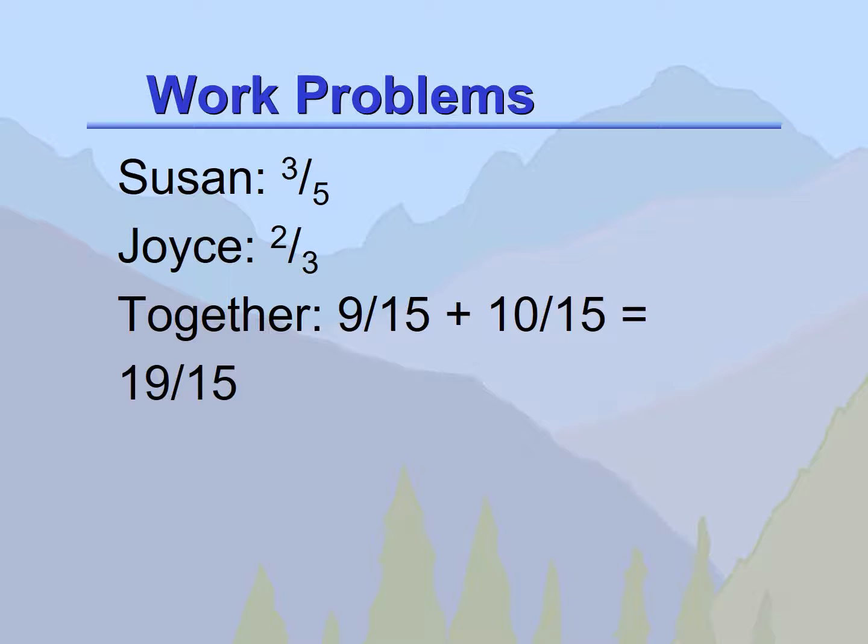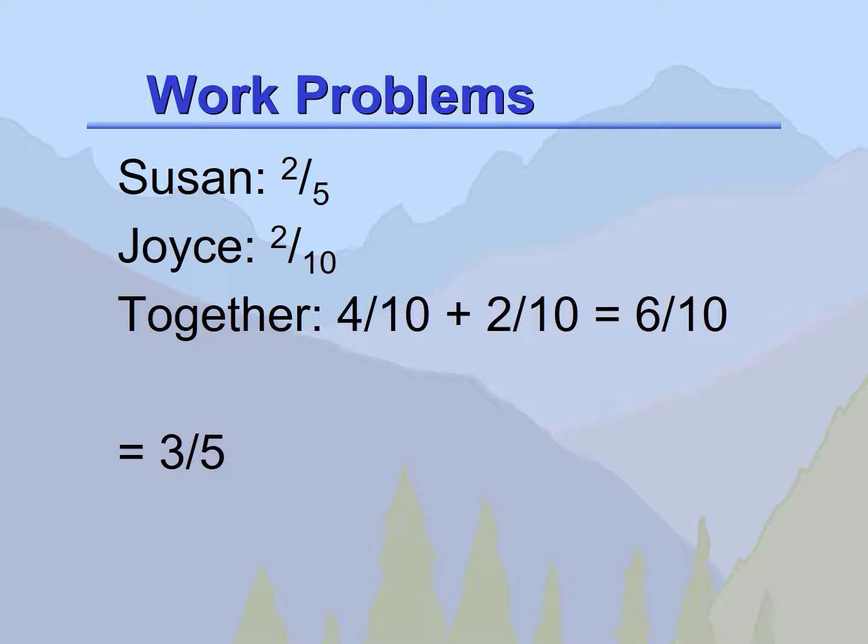So working together has its benefits. You get more of the work done. So in this one, Susan can get 2/5 of the job done in 1 hour, and Joyce can get 2/10 of the job done in 1 hour.